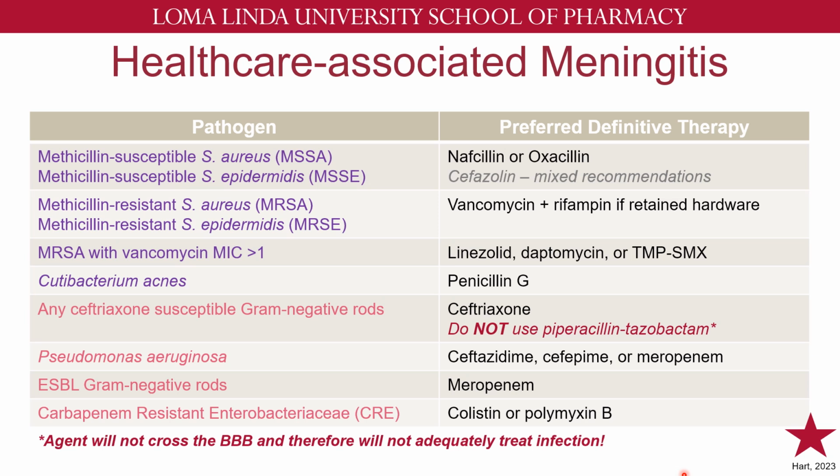So once our cultures result and we have our final identification and susceptibilities for our patient, then we can shift gears towards recommending a preferred definitive therapy for these patients. So for our MSSA pathogen, we will generally resort to nafcillin or oxacillin. The same goes for MSSE.